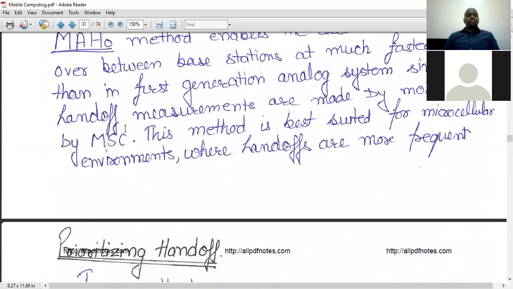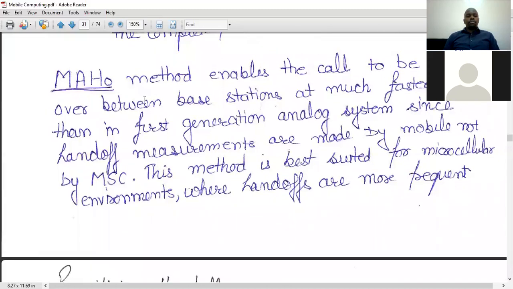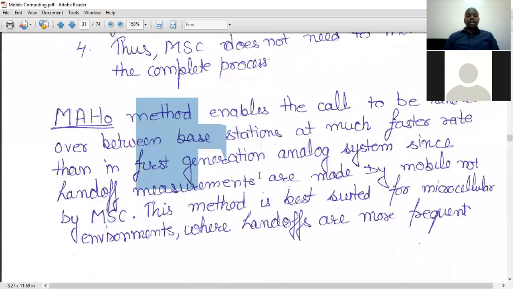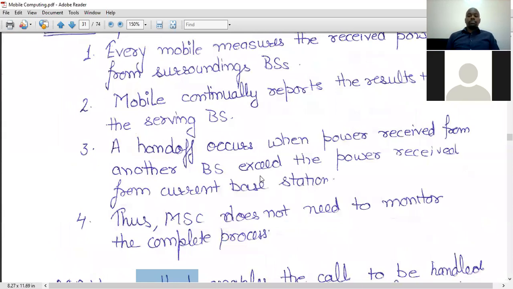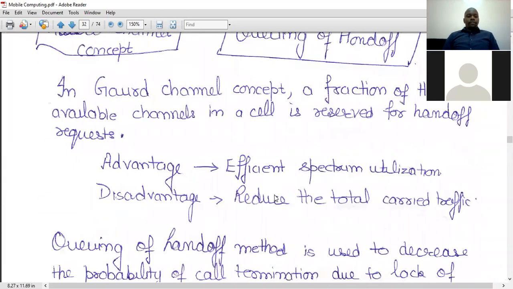So basically, we've said that MAHO enables the call to be handed over between base stations at much faster rates, all right, than in the analog system where it is a base station controller that was controlling the handoff. So here, these mobile devices can themselves monitor frequencies, and they're able to keep logging and reporting that to the base station controller. Okay, so that is what we have.